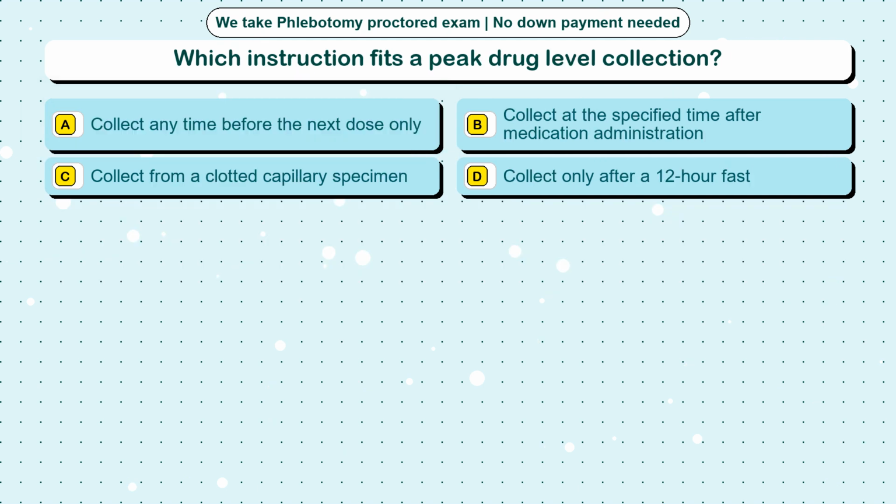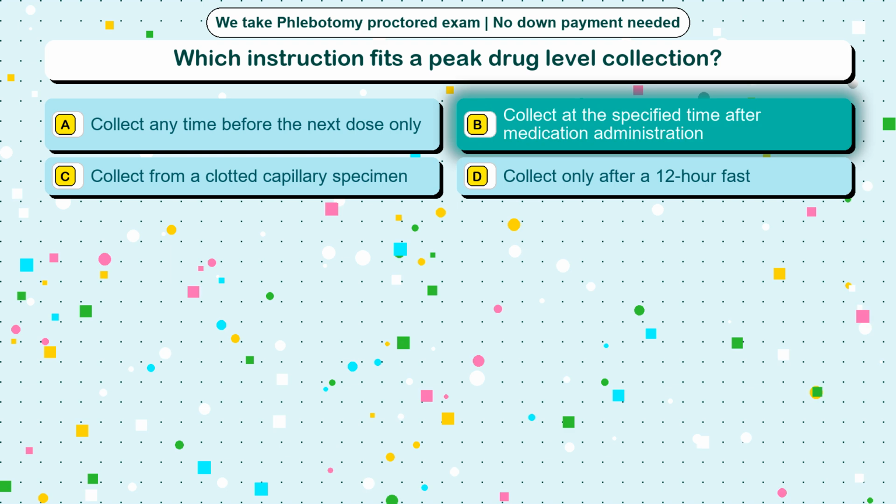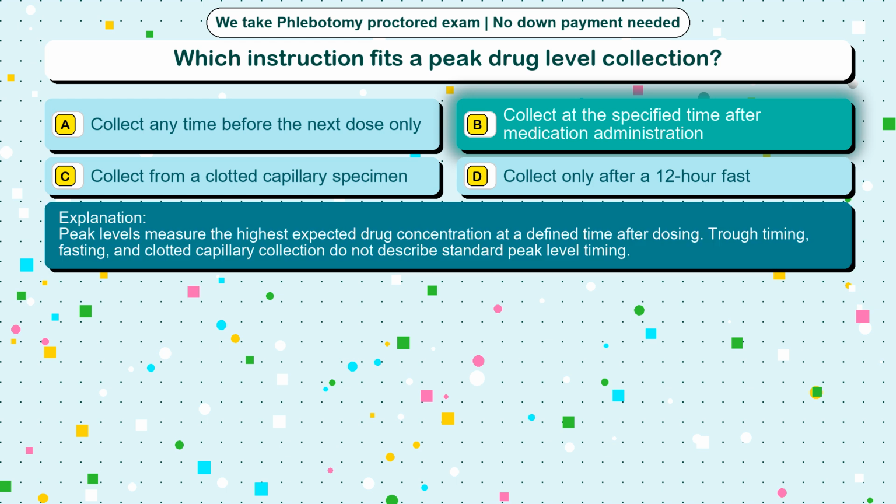Question 74. Which instruction fits a peak drug level collection? Option A. Collect any time before the next dose only. Option B. Collect at the specified time after medication administration. Option C. Collect from a clotted capillary specimen. Option D. Collect only after a 12-hour fast. The correct answer is option B. Collect at the specified time after medication administration. Peak levels measure the highest expected drug concentration at a defined time after dosing. Trough timing, fasting, and clotted capillary collection do not describe standard peak level timing.